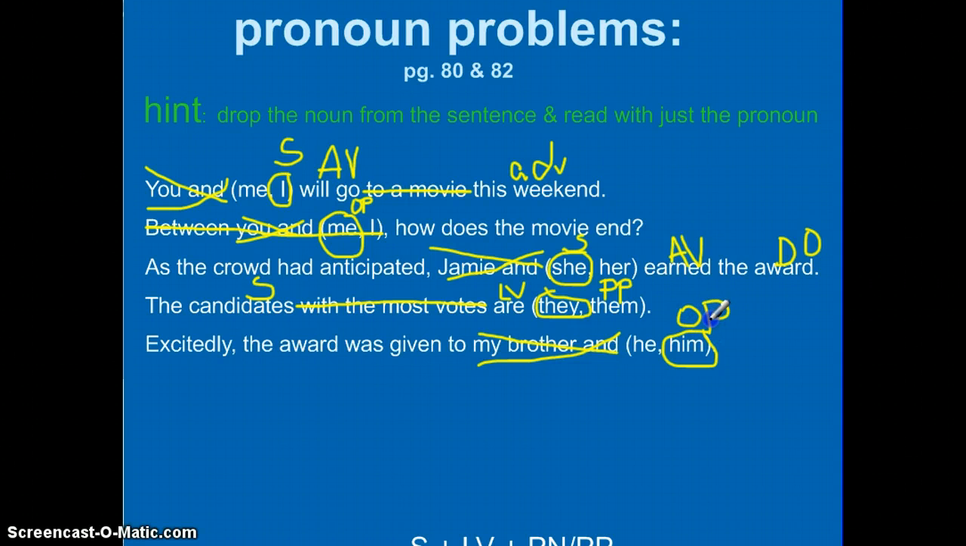So this is the grammar lesson that we did in class. You need to review this and finish taking the notes so that you're caught up and ready to go for our next session.